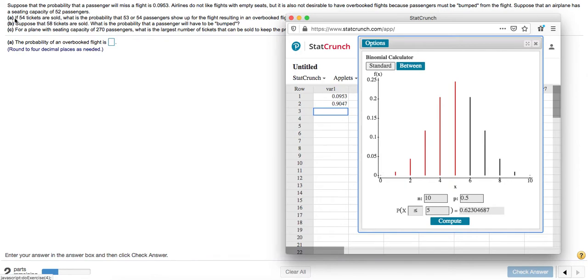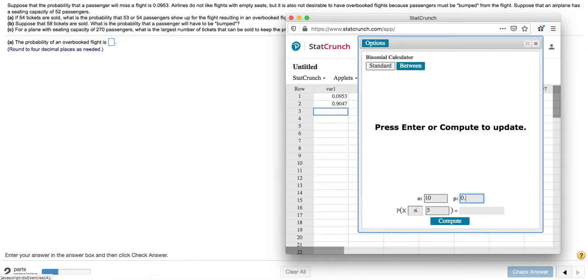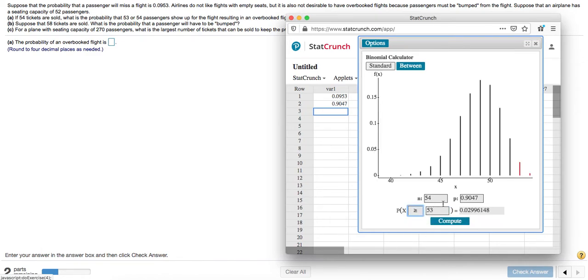Okay, part A is again asking for 54 tickets sold, what is the probability that 53 or 54 people show up? Since we're talking about people who show up, I want to put my probability as this value. So I'm going to put in 0.9047. That's the likelihood that somebody actually shows up for a given flight. And the number N is going to be the total number of tickets sold, which is 54. And we want to know, well, what is the probability that you have 53 or 54? To figure that out, I can put 53 here and select greater than. So that means we're going to get the probability for 53 and add it to the probability of 54, and we get this value right here.